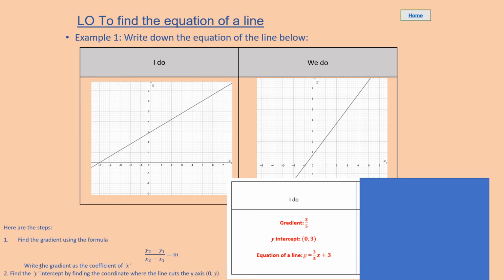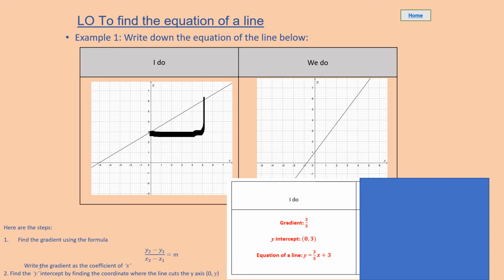Okay, so let's try and draw a triangle so we can get our change in y over change in x. I might not be very good at this, but I'm trying. I'm going to go across here, and up to here. Okay, so I can now look at my change in y. So I've got 6 subtract 3, which is 3, and my change in x, 5 subtract 0, is 5. So my gradient is going to be 3/5.